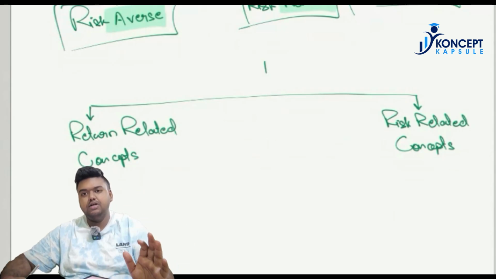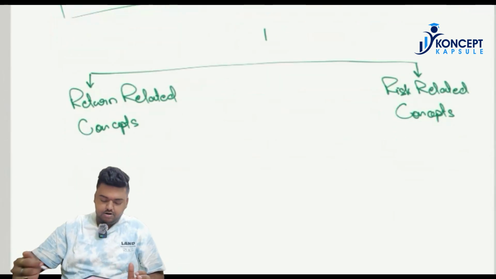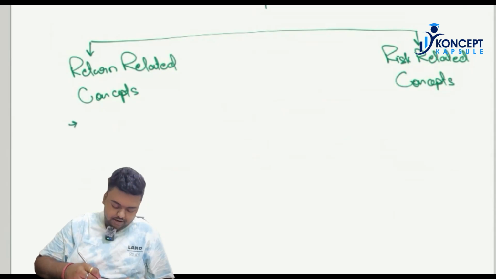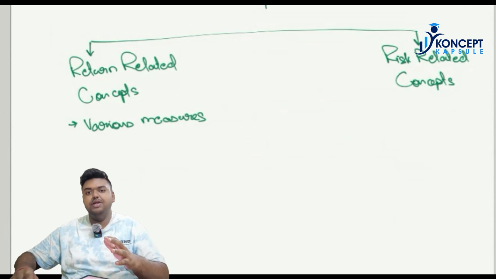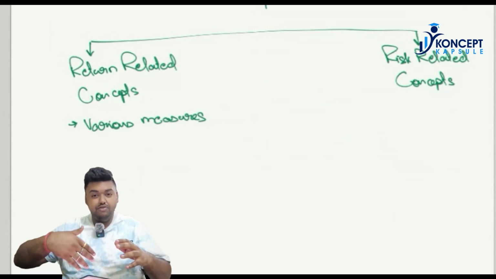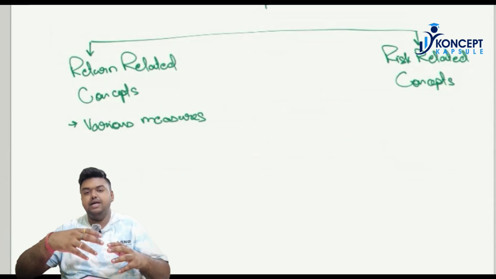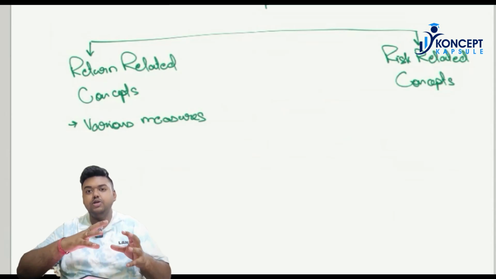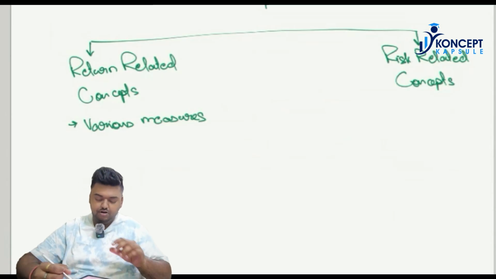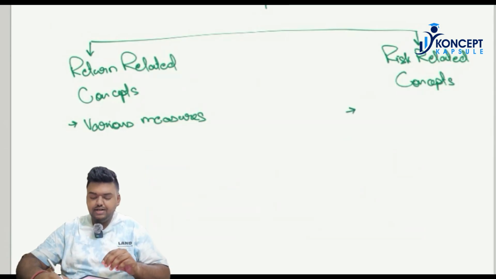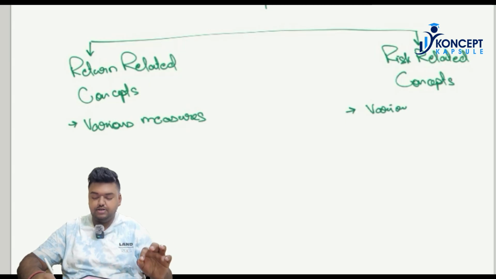First, we will understand the return related concept, and second, we will understand the risk related concept. In the return related concept, we will understand the various measures of return. Why various measures? Because different measures are appropriate for different kinds of investment, different time horizons for which the investment is kept, and the different ways in which you need to compare an investment. That is why we have different measures of return. For risk related, we will understand the various associated concepts with it.